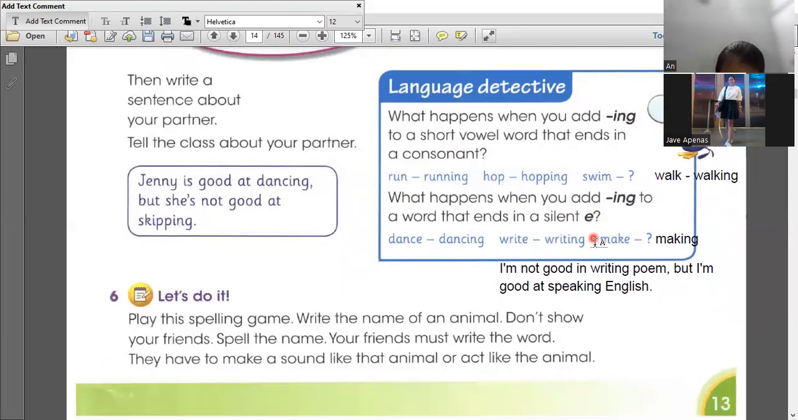So this one is to write the name of an animal. Spell the name. Your friends must write the word. They have to make a sound like that animal or act like the animal. Oh, this one is a game. In this part, I'm going to make the sound of that animal and you're going to tell me what this animal is.